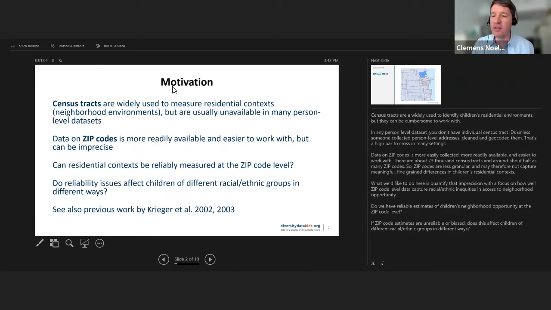What we like to do here is quantify that imprecision with a focus on how well zip code data capture racial ethnic inequities in access to neighborhood opportunity. Do we still have reliable estimates of children's neighborhood opportunity at the zip code level? If zip code estimates are unreliable, does this affect children of different racial ethnic groups in different ways?